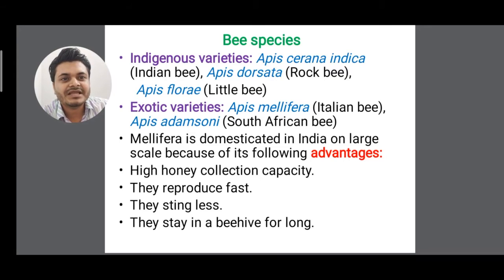So Apis mellifera is domesticated in India on a large scale because of the following advantages. Number one is high honey collection capacity. They reproduce fast. They are stingless. And they stay in a beehive for a long time.